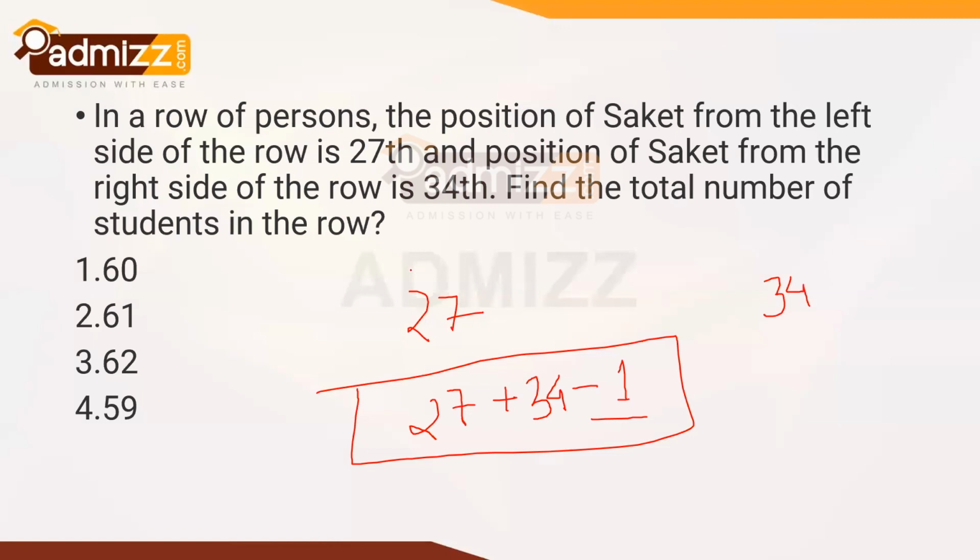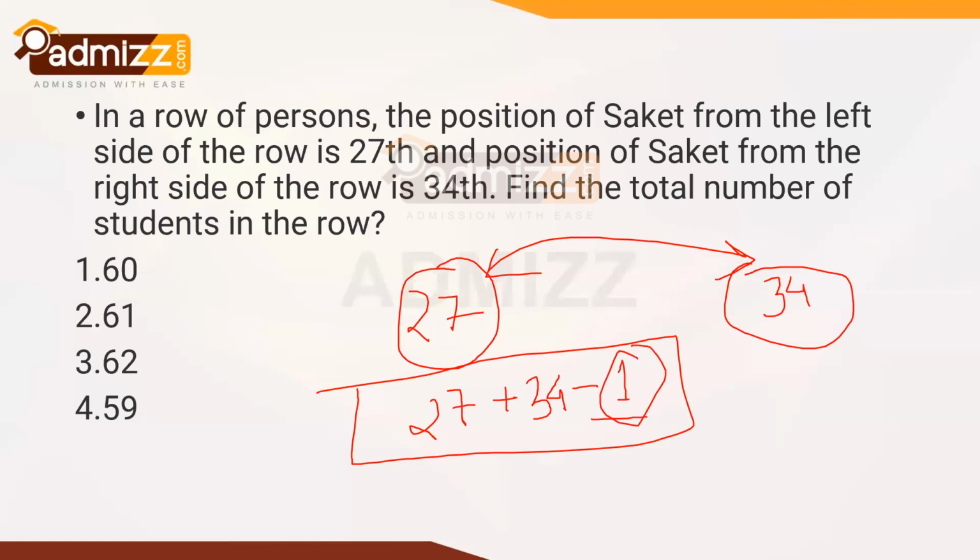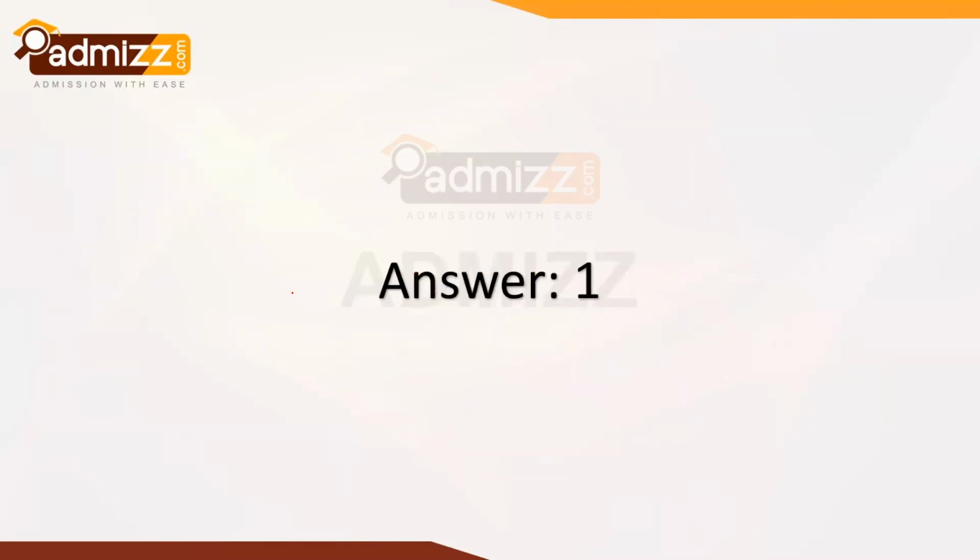That is because 27 is the position of Saket, right? And 34 is the position of Saket as well. So if we directly add these two, we'll be counting Saket twice in this particular incidence, right? We'll be counting Saket 2 times, right? And we don't want to do that because Saket is only one person, right? So we want to count him only once. We don't want to repeat counting people. So to avoid that, we are subtracting 1. Keep this concept in mind. So option number 1 is the correct option in this particular case, right?